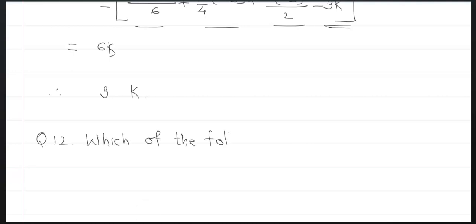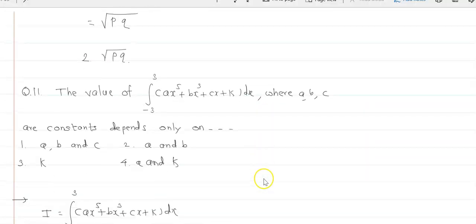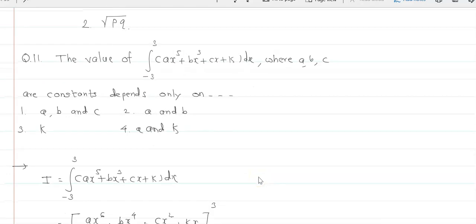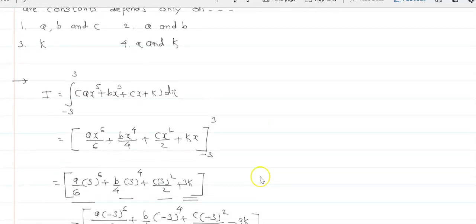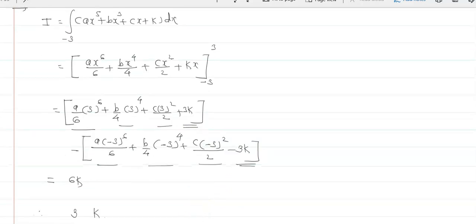Therefore, its value depends on k. Then we will see your answer. If we solve it, all the terms will get cancelled. Only the plus 3k, and here a minus will become plus, because an odd power of minus 1 is minus 1, so it will become plus. But outside the bracket there is a minus sign. Therefore, all of this will get cancelled and only 3k plus 3k, that is 6k. Its value depends on k.